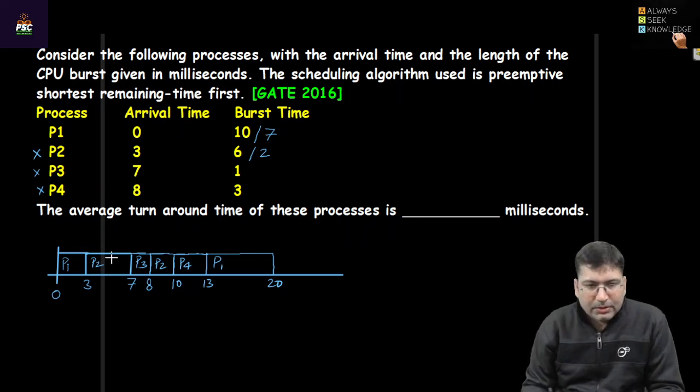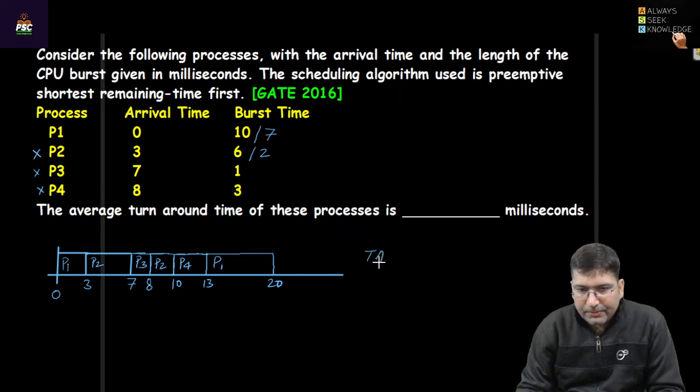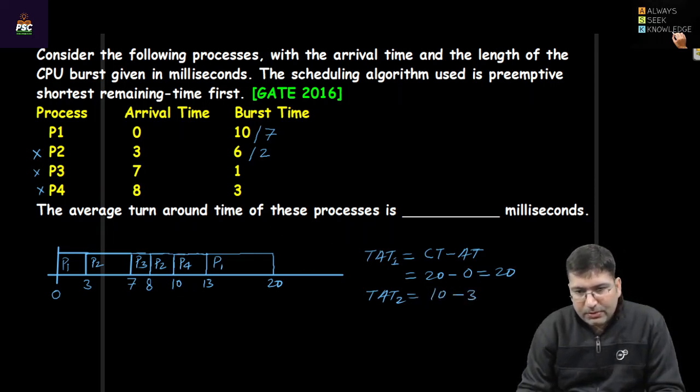Now this question is asking for the average turnaround time. If we calculate the turnaround time for process 1, it is completion time minus arrival time. Completion time of process 1 is 20, because it finishes at 20, and it arrives at 0. So the turnaround time for process 1 is 20. Similarly, for process 2: it finishes at 10 units of time and was arrived at 3 units of time. So TAT for process 2 is 7.